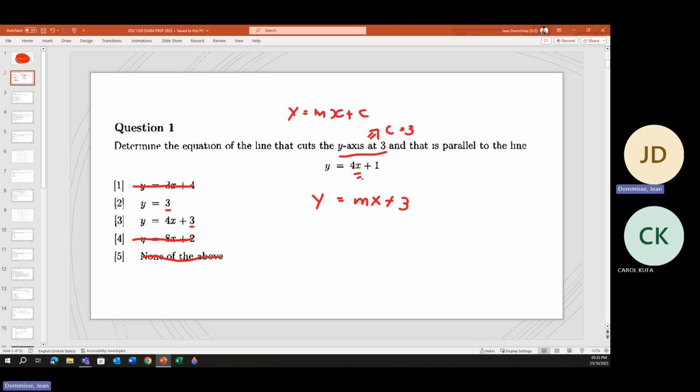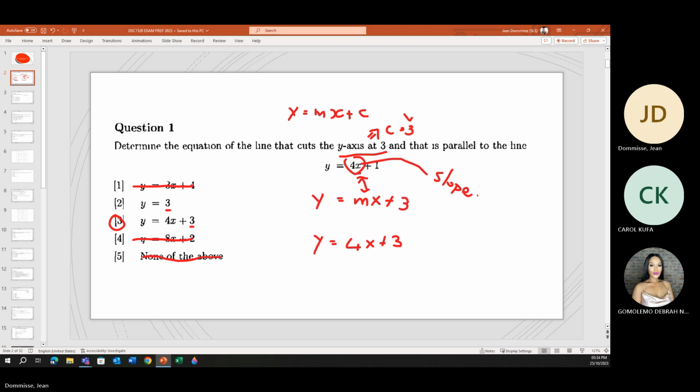So if that is parallel, we know that the two slopes will be the same. So our final line equation will be 4x plus 3, which is then option 3. Okay, so they give us the c. By telling us it is parallel, they also give us the slope, because the slope will be exactly the same when we work with a parallel equation.